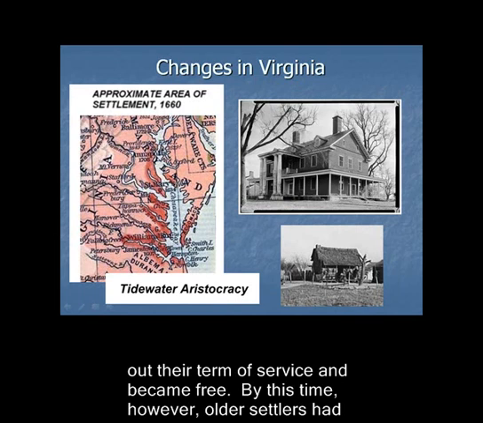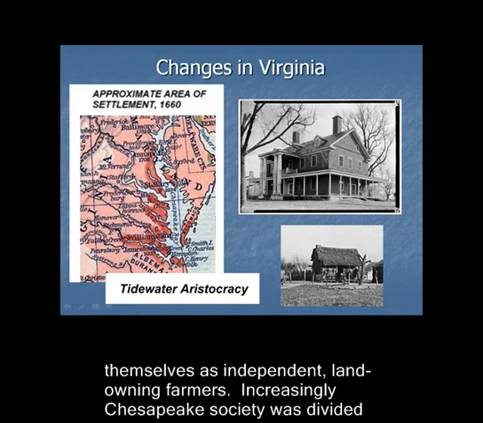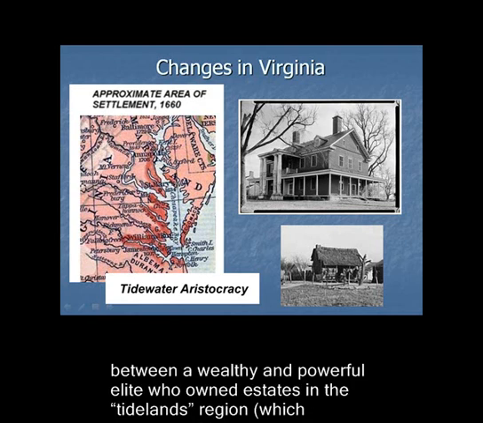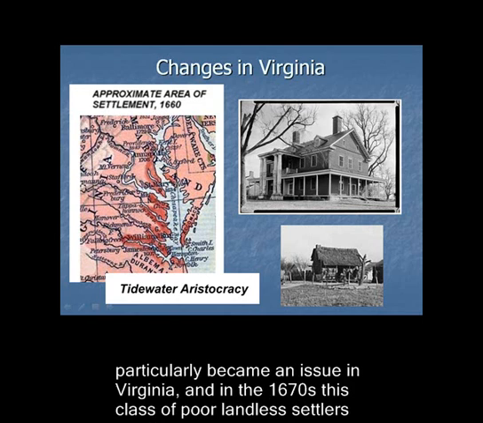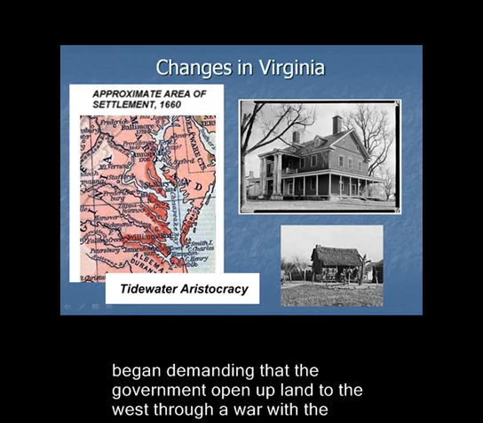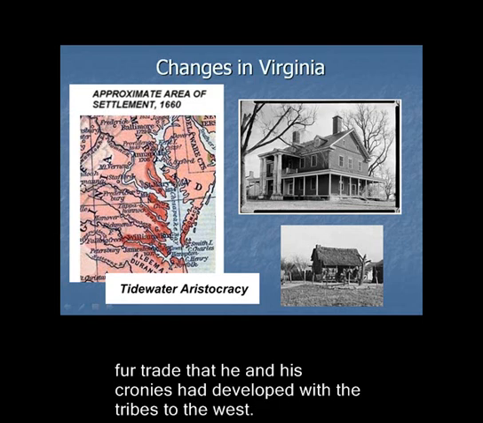By this time, older settlers had taken the best land along the coast, making it difficult for the freedmen to establish themselves as independent landowning farmers. Increasingly, Chesapeake society was divided between a wealthy and powerful elite who owned the estates in the Tidelands region, which provided easy access to transportation, and the poorer folk in the backcountry. This particularly became an issue in Virginia, and in the 1670s, this class of poor landless settlers began demanding that the government open up land to the west through a war with the natives. Governor William Barclay refused, in part to protect the lucrative fur trade that he and his cronies had developed with the tribes to the west.